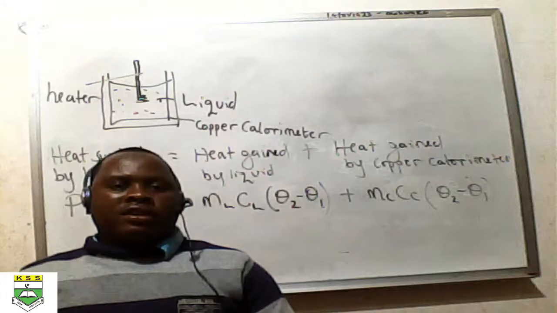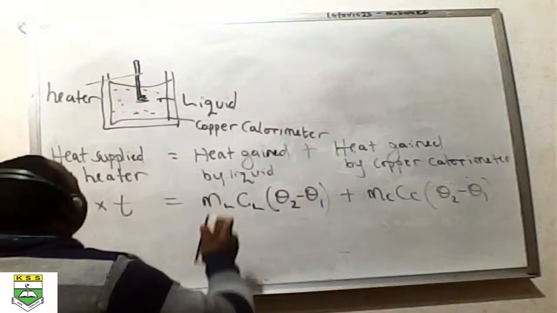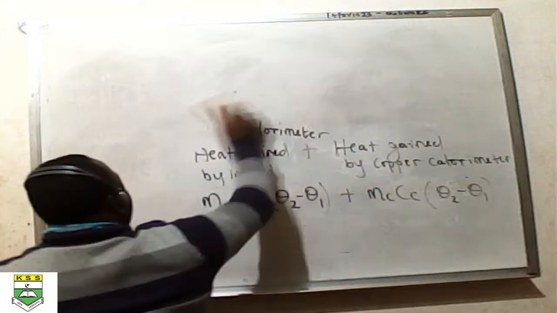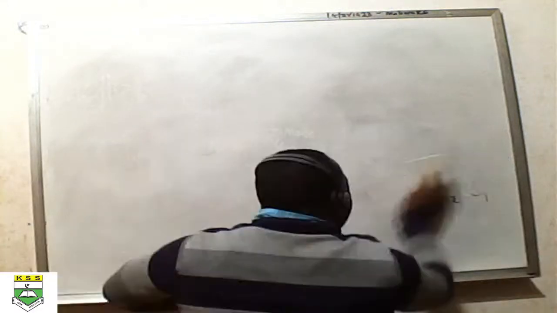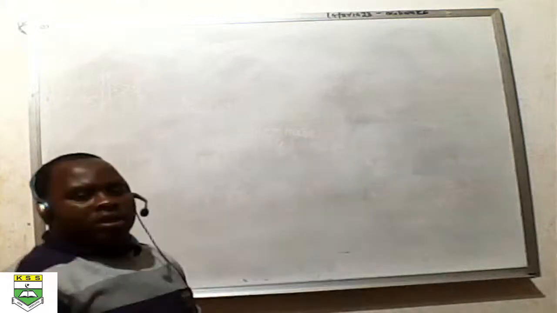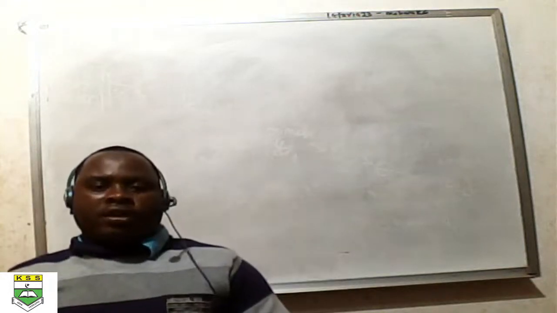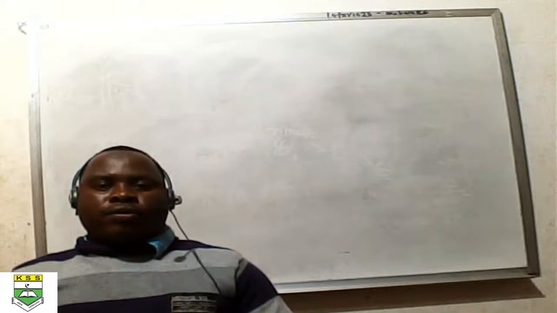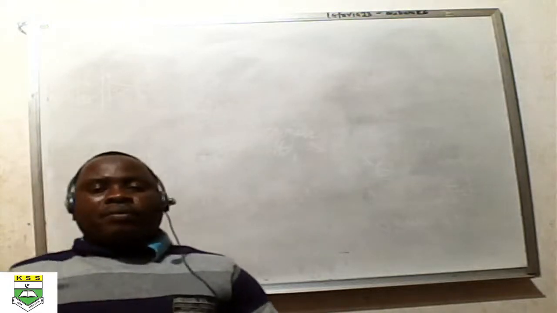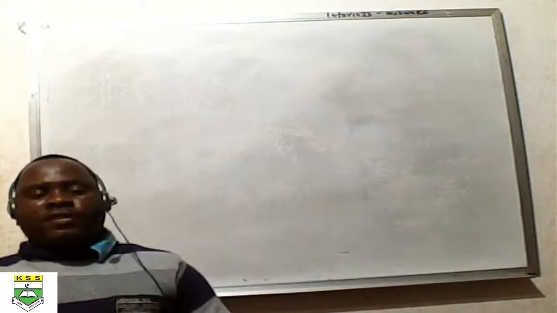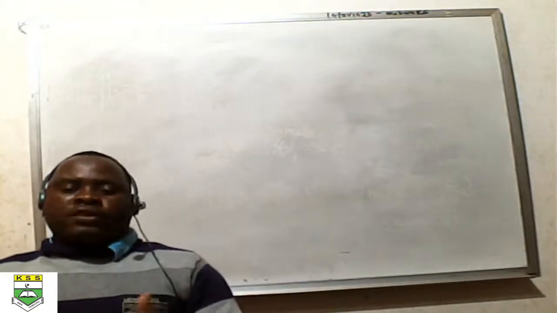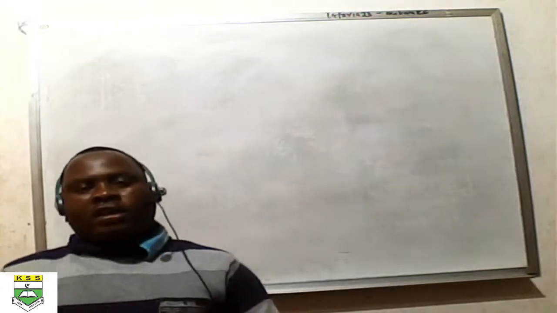Now this latent heat has two types. We have what we call latent heat of fusion, that is the heat required to change a substance from solid to liquid at a constant temperature, without changing the temperature. We then also have latent heat of vaporization. Latent heat of vaporization is the heat required to change the state of a substance from liquid to vapor, still without change in the temperature.